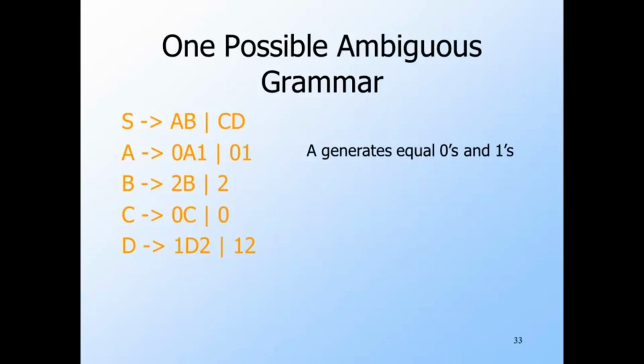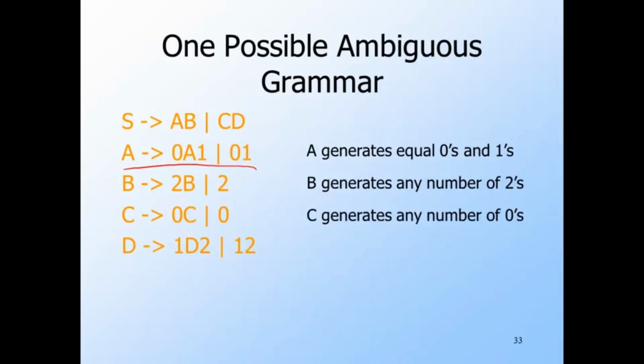It should be easy and familiar to observe that A will generate all strings with one or more zeros followed by exactly the same number of ones. We've seen essentially this pair of productions here as a complete grammar before. And it should also be obvious that B generates any string of one or more twos and nothing else. Likewise, C generates the strings of one or more zeros, and D generates one or more ones followed by exactly the same number of twos.